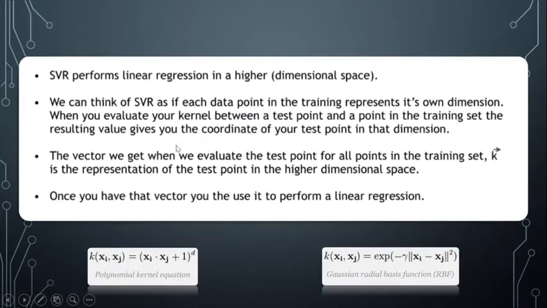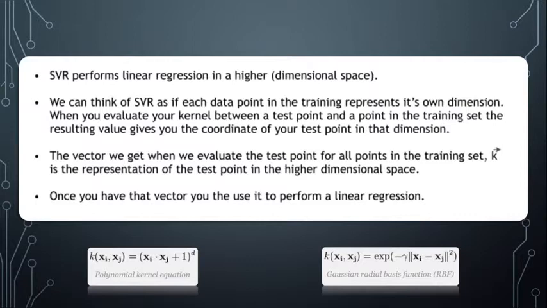All right, and then it says that each training point represents its own dimension. Then when you evaluate your kernel between a test point and a point in the training set, that resulting value gives you the coordinate of your test point in that dimension. So what does that mean? A kernel is a form of equation that runs over your training sets, and it helps you to predict the values for the testing sets.